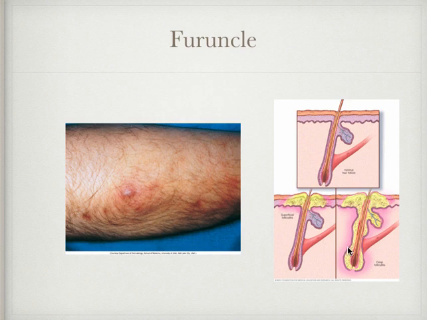This is kind of how a carbuncle develops, because a lot of times it starts spreading to other areas or other hair follicles, and then they start to develop multiple furuncles, which is a carbuncle.